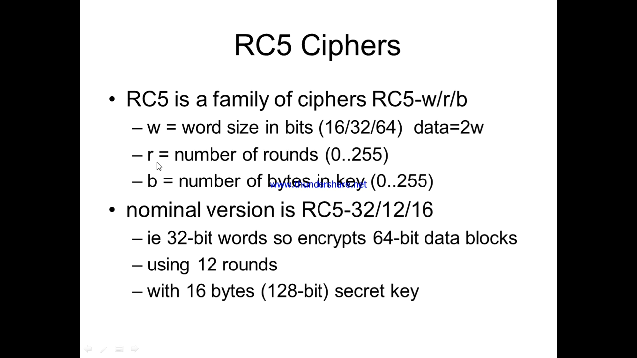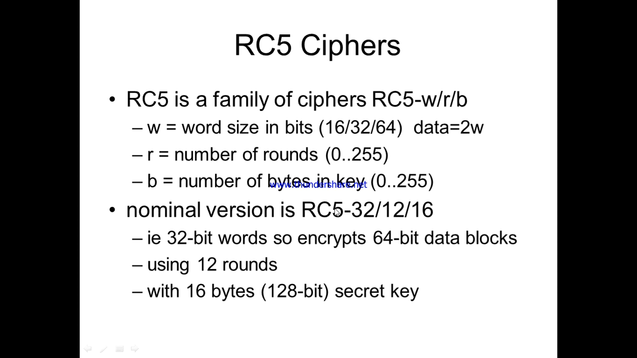And then R. R is the number of rounds. How many rounds can it have? 0 to 255 rounds are possible. Clear? And B is the number of bytes in the key. How many bytes can you have? Here it is not bits, it is bytes. So you can take a key size from 0 to 255 bytes. So that is about W, R and B.